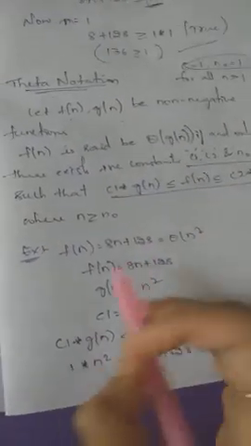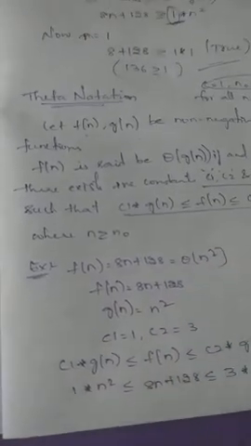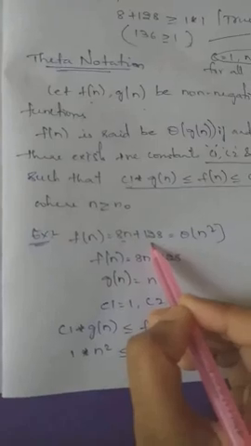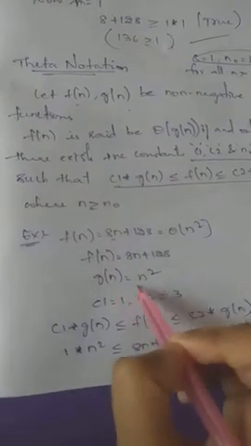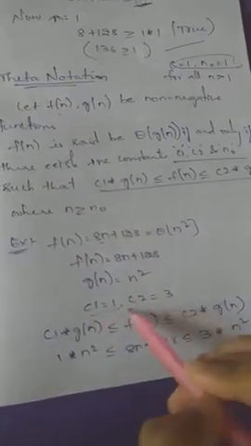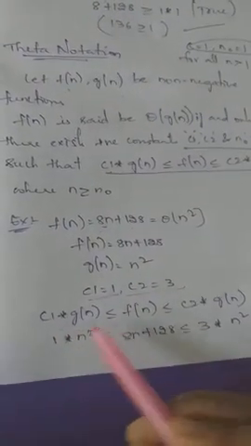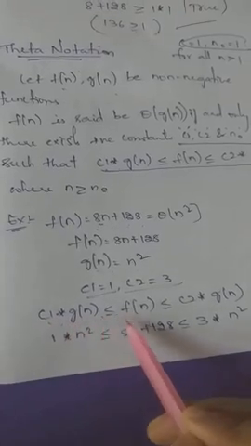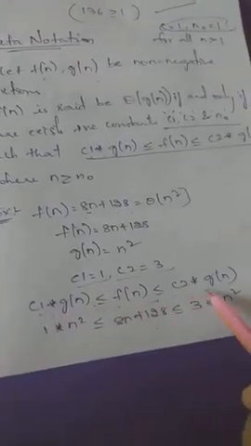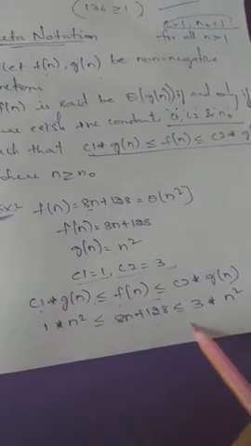For example, I have considered the above example, 8n plus 128 is equals to theta of n square. In this, f of n is equals to 8n plus 128 and g of n is equals to n square. For the constants, c1 is equals to 1 and c2 is equals to 3. So we substitute in the above condition, c1 into g of n less than or equals to f of n less than or equals to c2 into g of n. So 1 into n square less than or equals to 8n plus 128 less than or equals to 3 into n square.